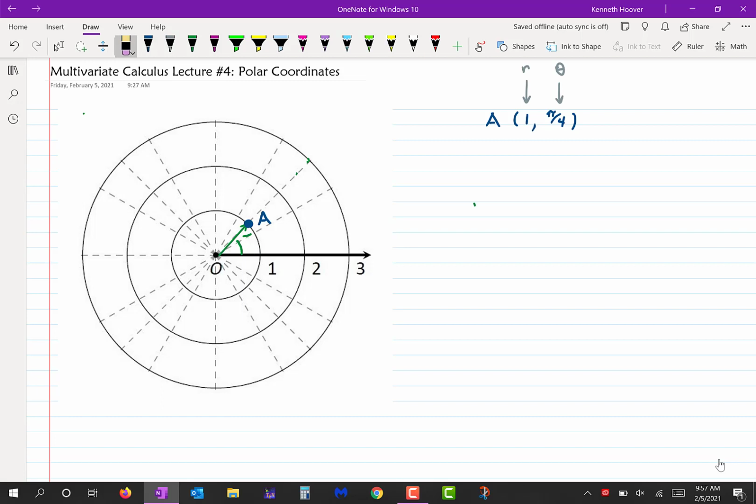Let's do a couple more points here. Let's do it in green. We'll do point B at the coordinates 1.5, comma, pi. Okay, so I'm going to go an angle of pi, and then I'm going to go out a distance of 1.5. And that's where my point will be.